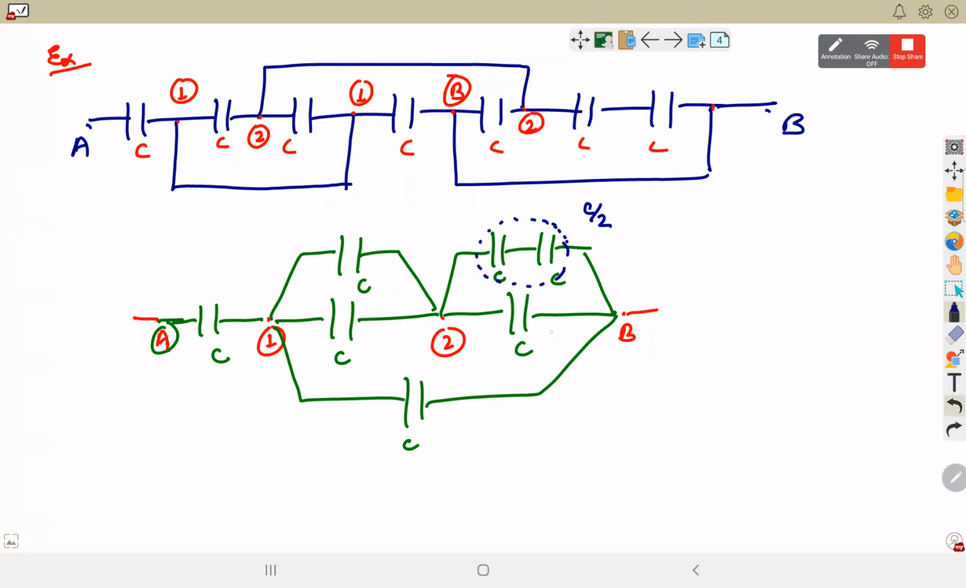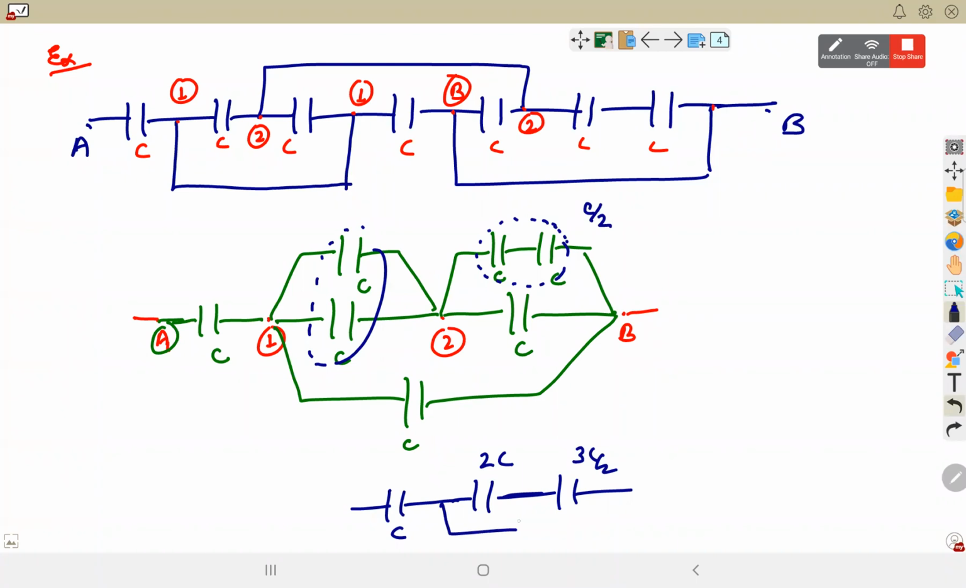And then this C by 2 is in parallel with C. C by 2 and C in parallel, how much? 3C by 2. Here C and C in parallel become 2C. Easy, sir. I can solve it. But you are taking a lot of time. Solve it quickly.